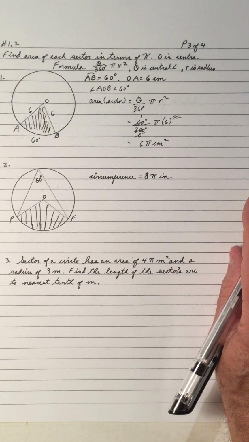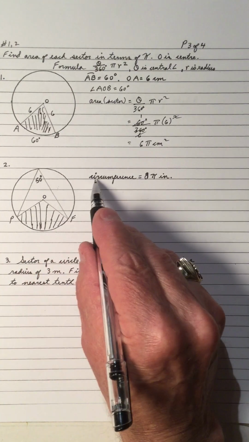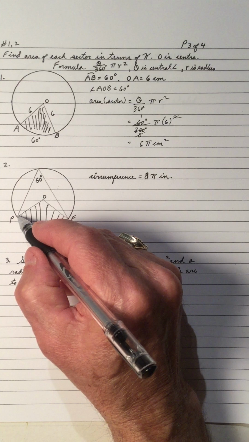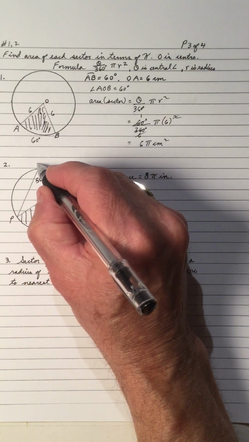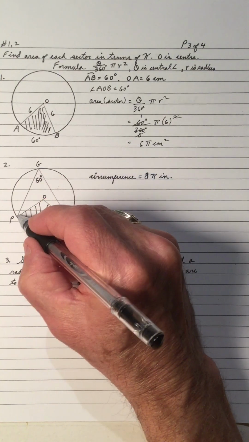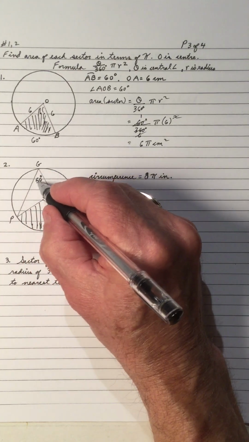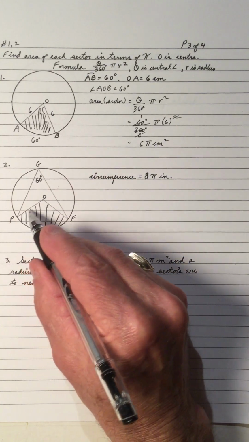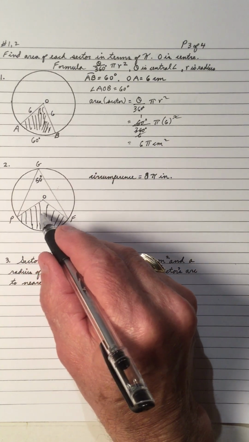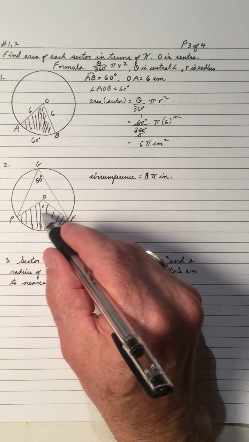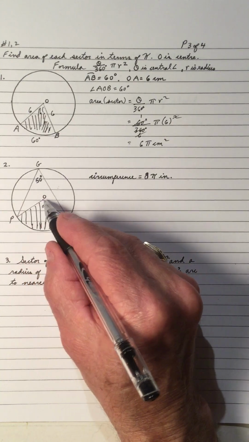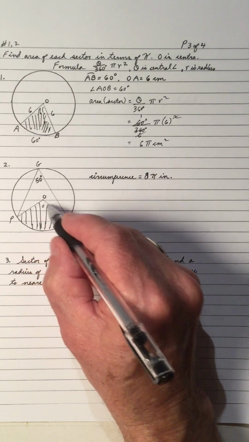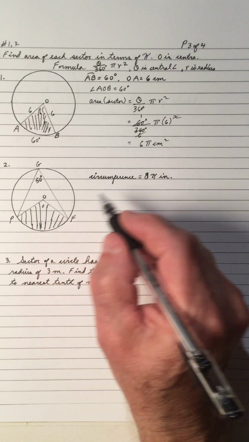Number 2, we have a diagram. We have the circumference of the circle is 8 pi inches, and we have angle P. Let's put on a G right here. Angle PGF, this angle G, is 50 degrees. And we want the area of the sector that's shaded. So this is the shaded region, POF, bounded by this arc PF and the 2 radii. We want to find the area of this sector.